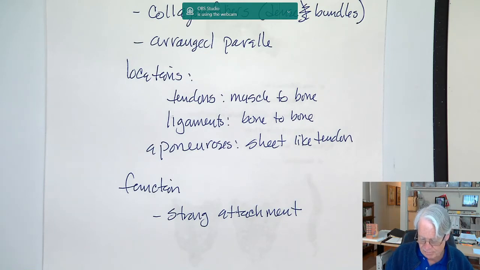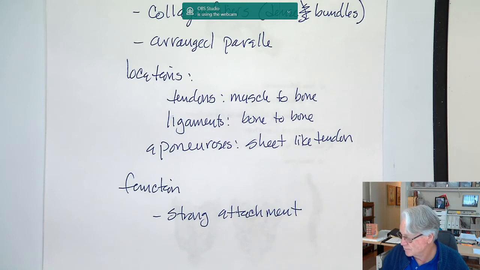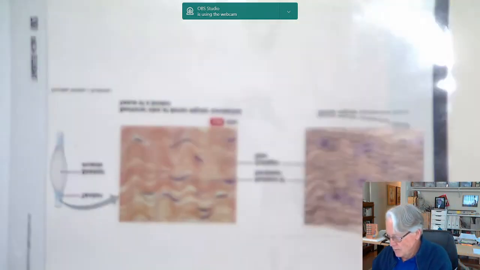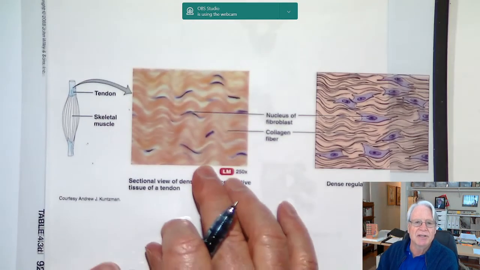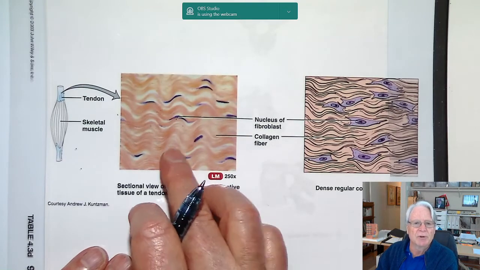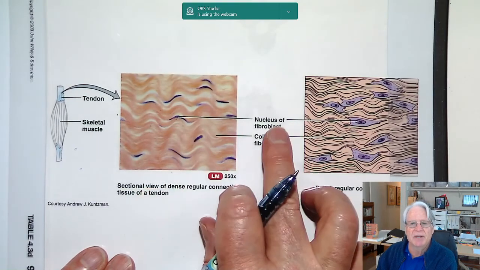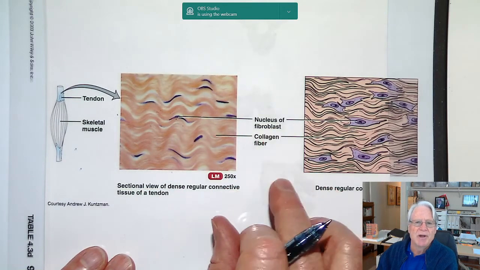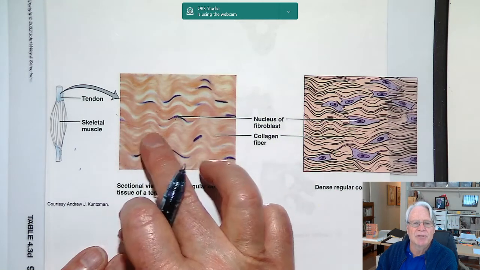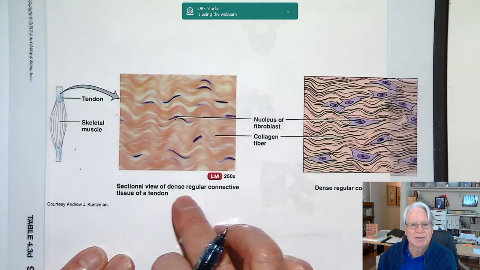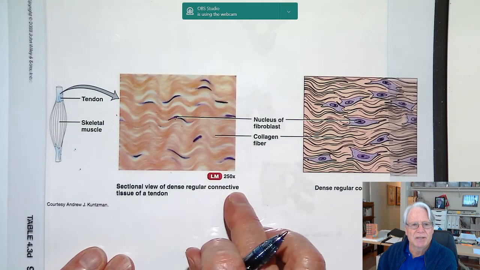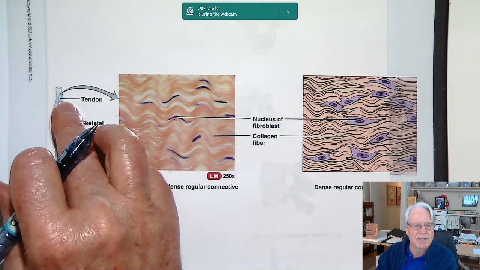Let's take a look at an image. So this is something that should be familiar to you. We have covered this in the lab. This is the so-called river of worms. So we have our fibroblasts, meaning that's the immature form, and we have our collagen fibers, and they're all running parallel to each other. Okay, so this is a dense, regular connective tissue, and here we're showing it as a tendon.